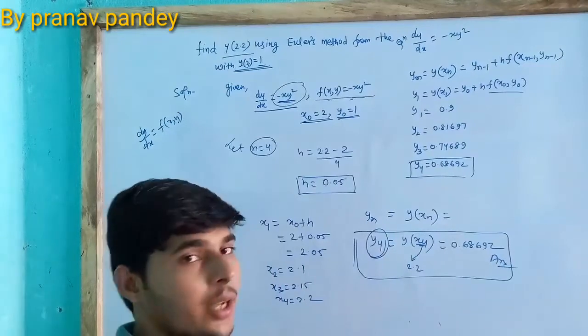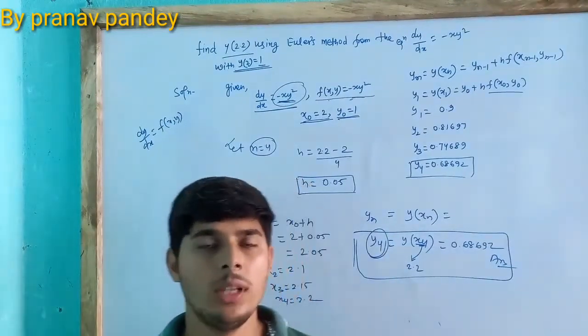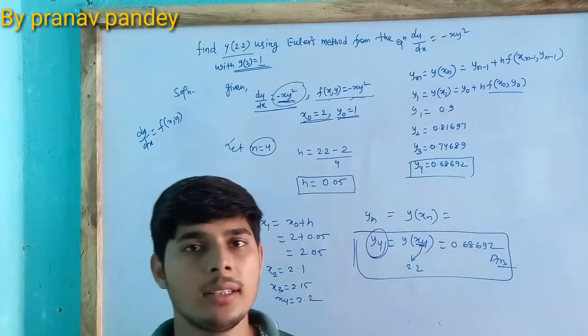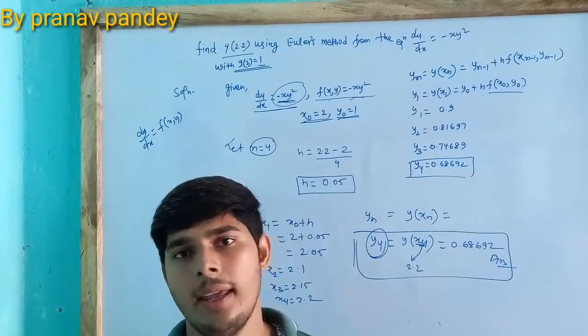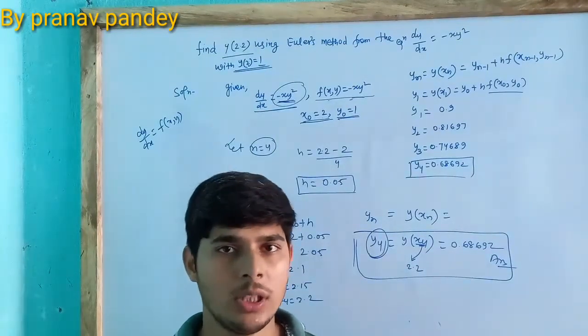In this way we conclude the portion of Euler's method, and in the next lecture I will teach you about equations solvable for p, y and x. Then we will go for Clairaut's equation.